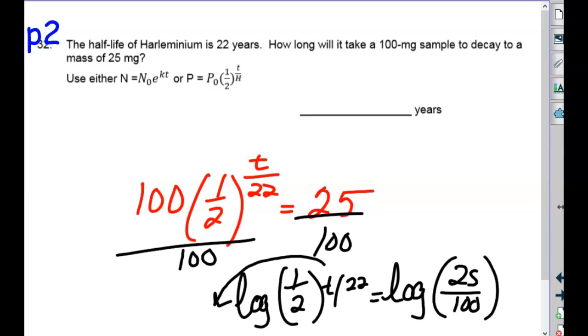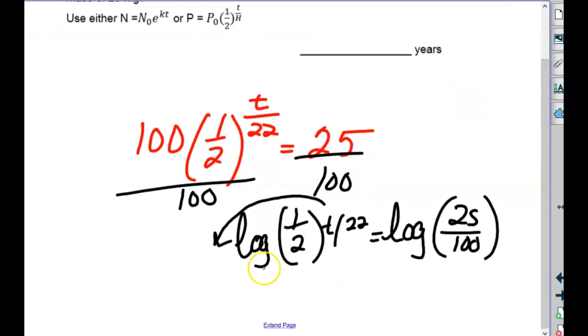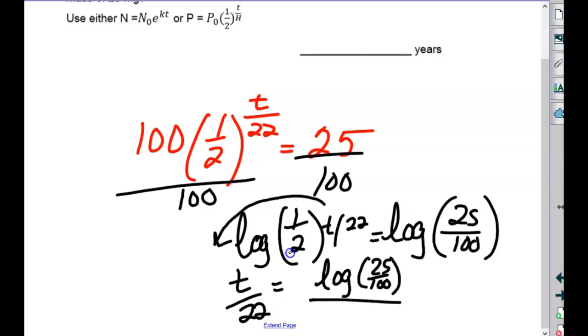All right, if I slide this down, so I have T over 22. And over here, I would have the log of 25 over 100. And then I would end up dividing by the log of 1/2. So the log of 25 over 100, close parenthesis, divided by the log of 1/2 is 2. So I get t over 22 equals 2, multiply, and I get 44 years.